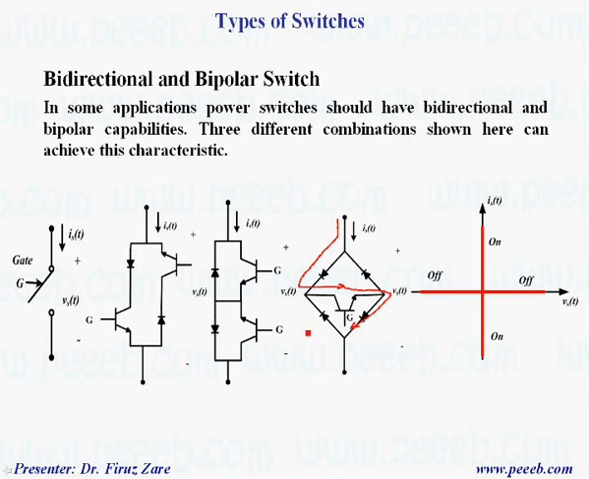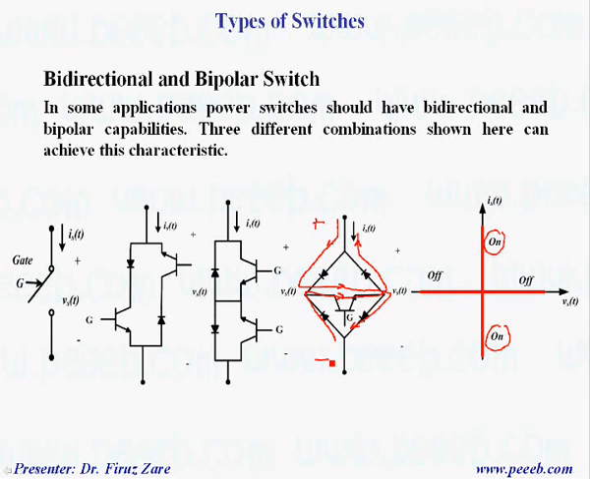And when the current is negative, that means this diode can conduct, and when we apply a gate signal, this transistor can operate, and this is the current loop. That means this type of configuration shows that the switch can handle positive current and negative current. And what happens if we have positive voltage across the switch?